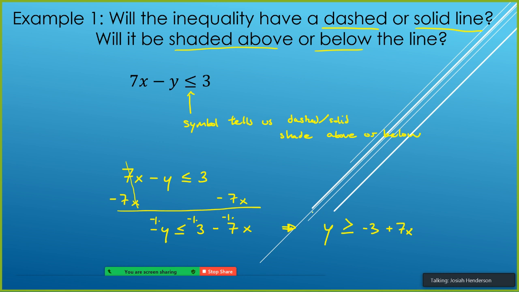So here's our final result in the box. So now that we've rearranged it for y alone on one side, y equals mx plus b form, notice that our sign has changed directions. We had to do that because we had to multiply by the negative 1.